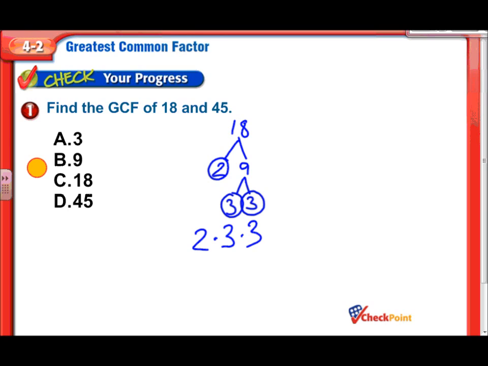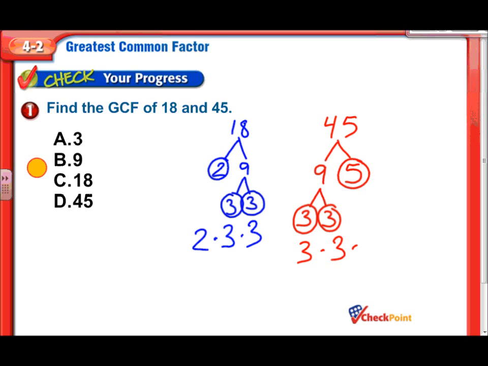All right, so now 45. So let's see, how should I start with 45? How about 9 times 5? Okay, well, 5's prime, but 9 is composite, so I'm going to bring a new set of branches down, and 9 is 3 times 3. There we go. So we're all finished with that one. So in order from smallest to largest would be 3 times 3 times 5. Now let's see if I can move that over right below the other answer.